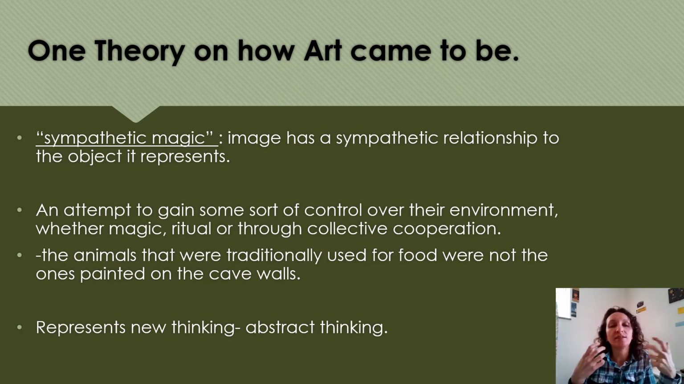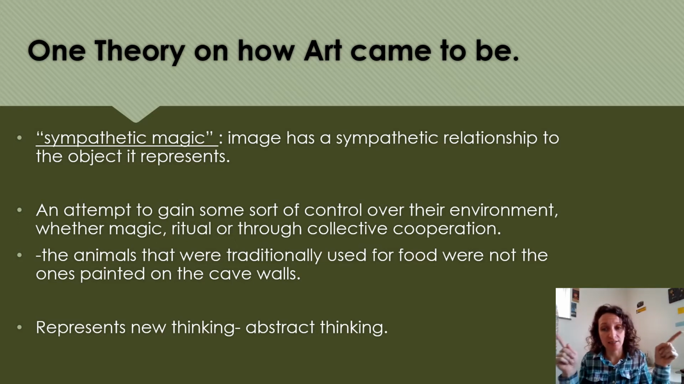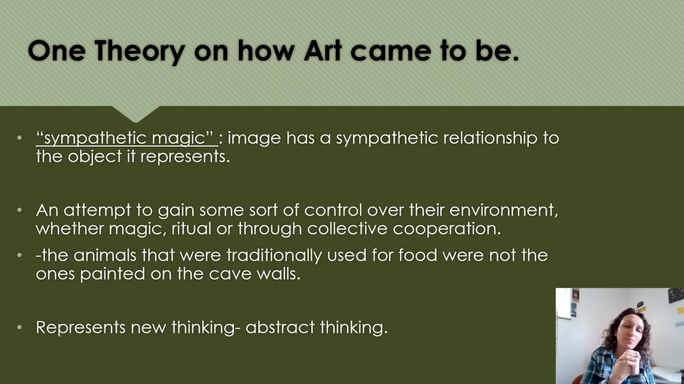Basically, it's an attempt to gain control over the environment through magic, through ritual, through the use, right? And one thing that's very important about sympathetic magic is it represents abstract thinking. It represents the ability to say that and that are not connected and not the same, but I wish they were, or I will somehow bring them together, right? That's abstract thinking, which again is one of the things that helped human beings get to YouTube, right? So let's keep going from here.